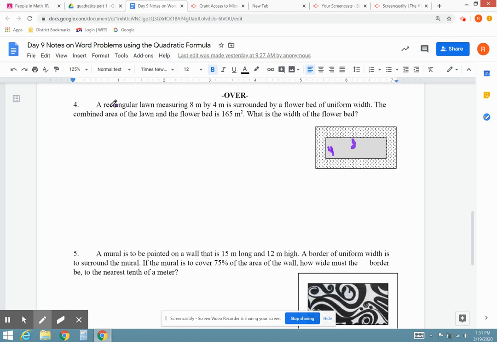Okay, then it says the combined, then it's surrounded by a flower bed of uniform width. So this is my flower bed of uniform width. I know that this distance is the same as this distance is the same as this distance is the same as this. That's what uniform width means, but I don't know what that width is. So I don't know what this measurement is. I don't know what this measurement is. So I would call that x. So if this piece right here is x, that means that this right here is also x. And then this piece right here is also x, which would be the same as this.